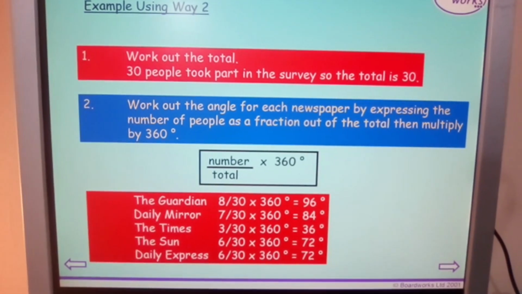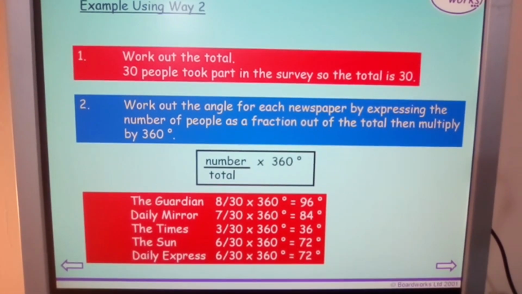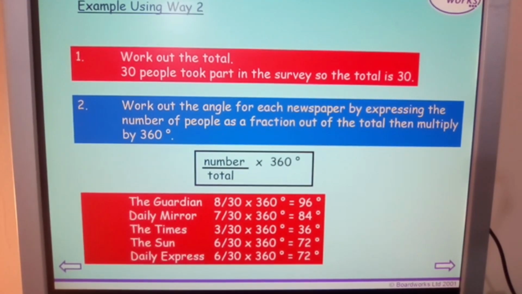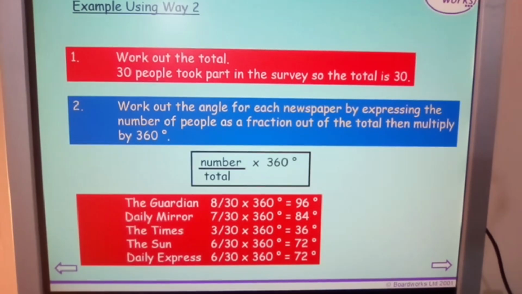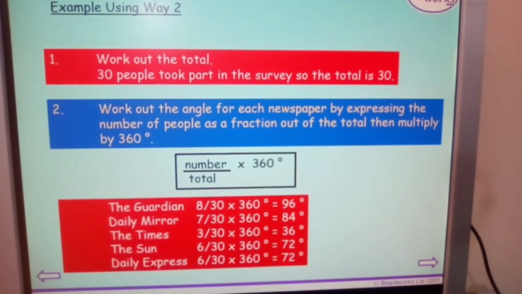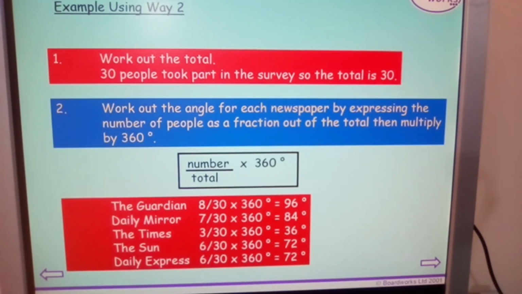Here you have to work out the total. 30 people took part in the survey, so the total is 30. Work out the angle for each newspaper by expressing the number of people as a fraction out of the total, then multiply by 360. Here you have number over total.